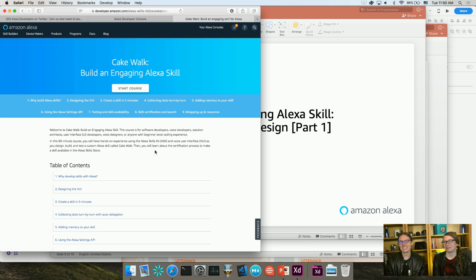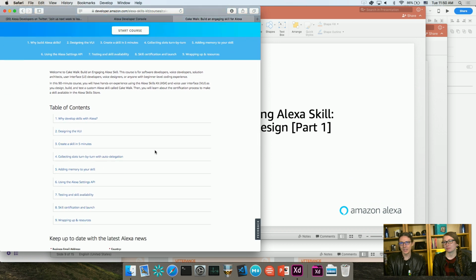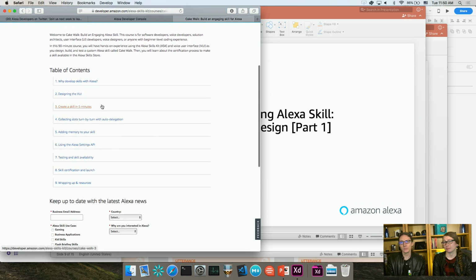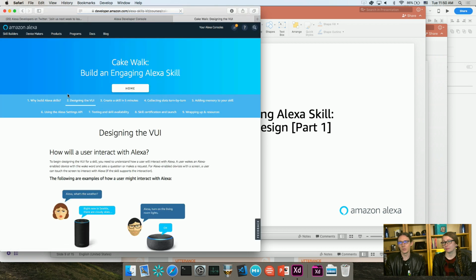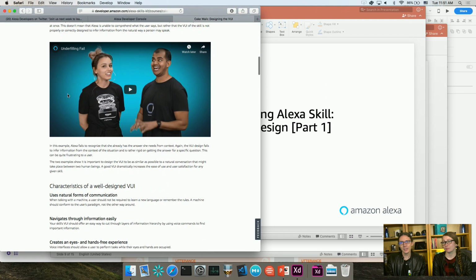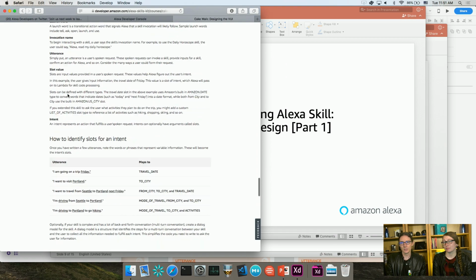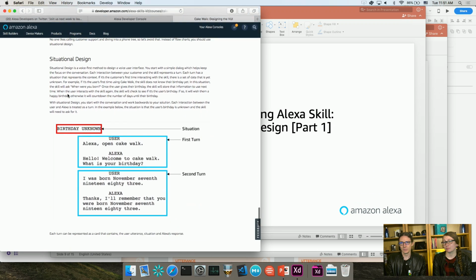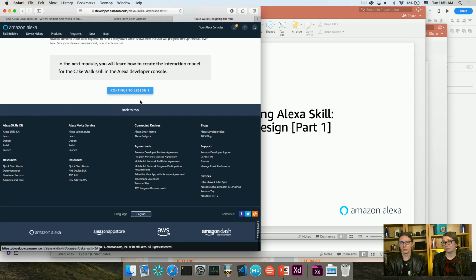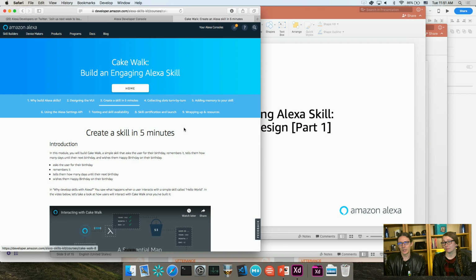This takes us to a nice little landing page with a table of contents. What we're going to be covering today is designing the VUI part. On your own, you can go back and read through the why develop skills with Alexa section. But here, we're going to learn about what voice user interface is, and we're going to talk about situational design. This is a great way for you to follow along and come back and refer to this material afterward, so make sure you bookmark this page. Then we'll also be covering this section here on how to create the skill.